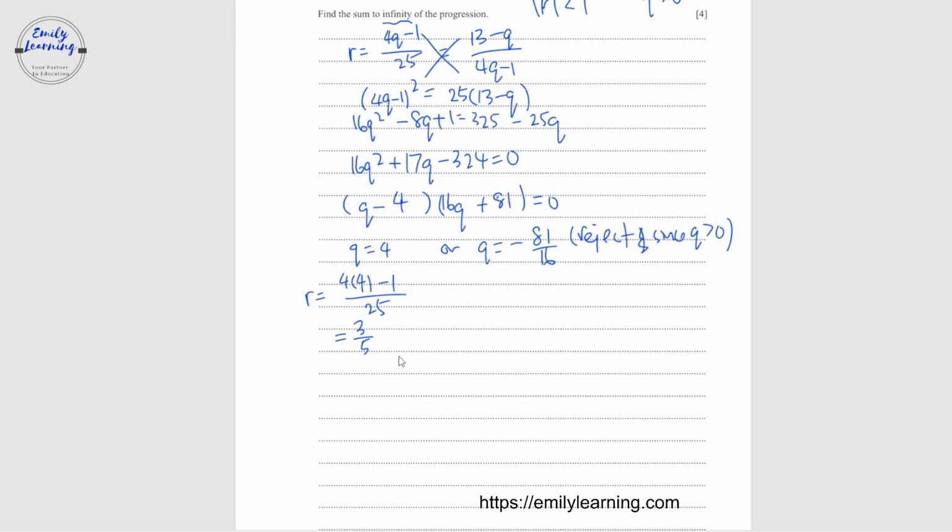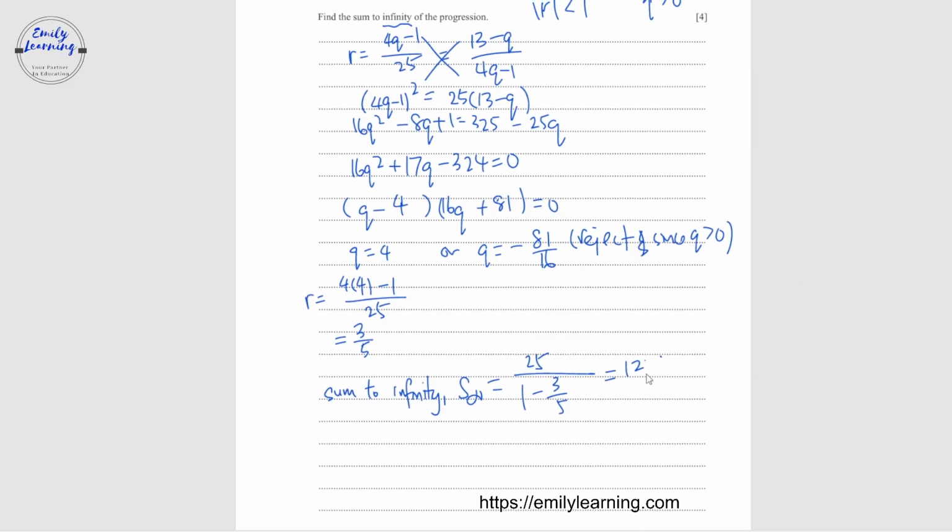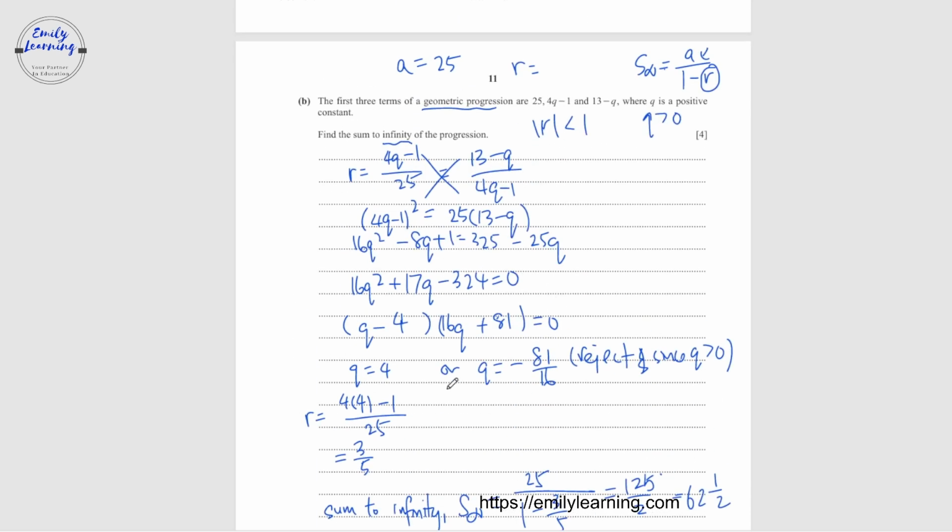Now that I found r equal to 3/5, I can find the sum to infinity, which is equal to a, 25 over 1 minus 3/5. With that, I will get a value of 125 over 2, which is the same as 62.5. You can give your answer in either of these. So that's the answer for part B.